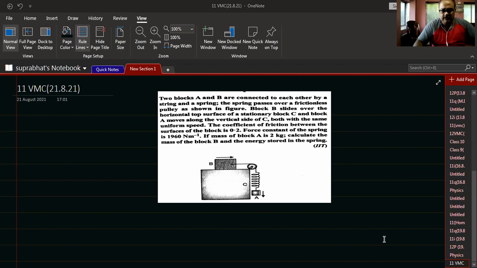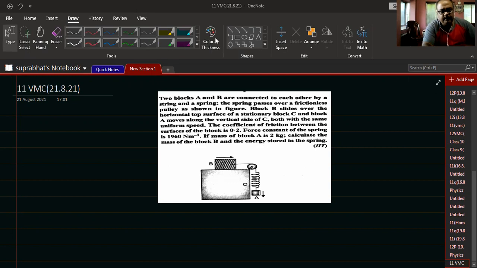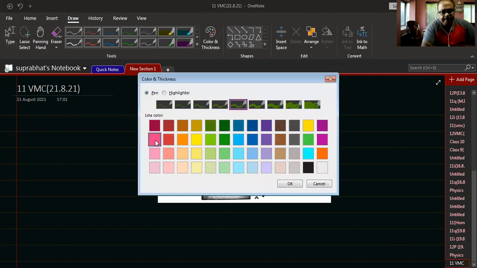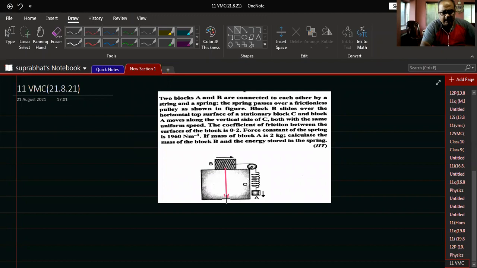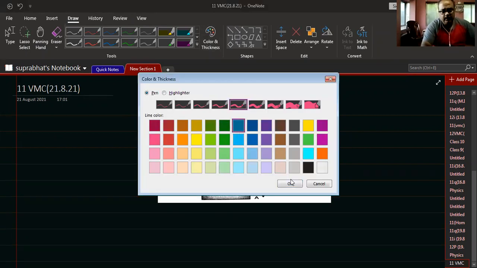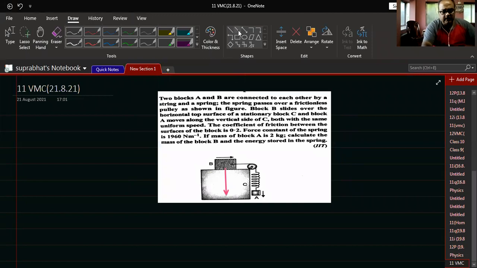So first of all, you have to understand, children, that this particular block which is being connected, what will it experience first? It will experience these types of forces. So let me just draw the forces for you. One important force that will be experienced is the gravitational force, right? So this is the weight of the body, it will act like this. And another very important thing is that over here there will be a normal reaction, right? So the normal reaction will act in this upward direction.